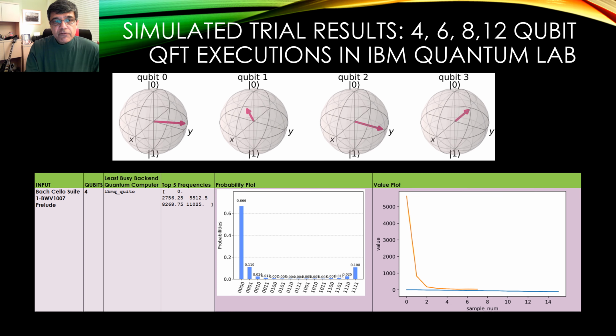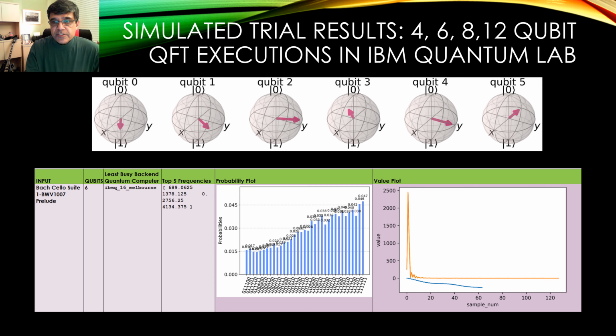The next set of runs is for the Bach Prelude recorded wave file. The 4 qubit results were not very accurate. Essentially, the waveform did not get captured because apparently the sample count was too low, or the qubit count was too low to be able to detect it. The top 5 frequencies were not very well detected, although there were some peaks in the histogram plot.